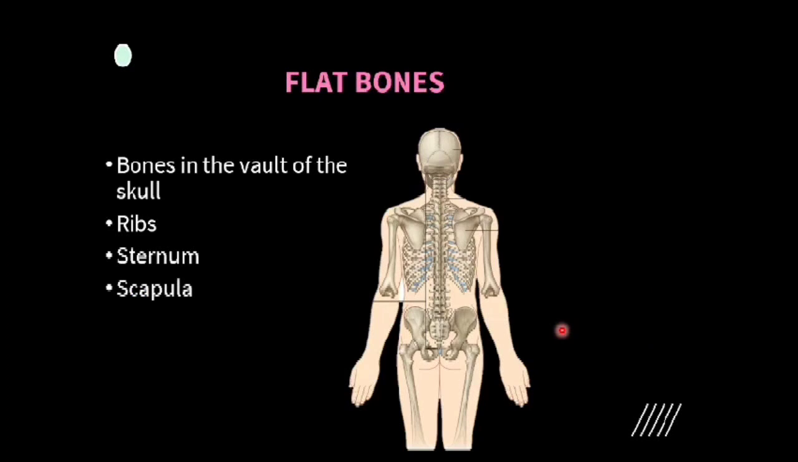Next is flat bones. Flat bones consist of 2 plates of compact bone with intervening spongy bone and marrow. And the examples are most of the bones in the vault of skull, the ribs, sternum and scapula. So in case of bones of vault of skull, the intervening spongy tissue is known as diploe, which contains numerous veins.